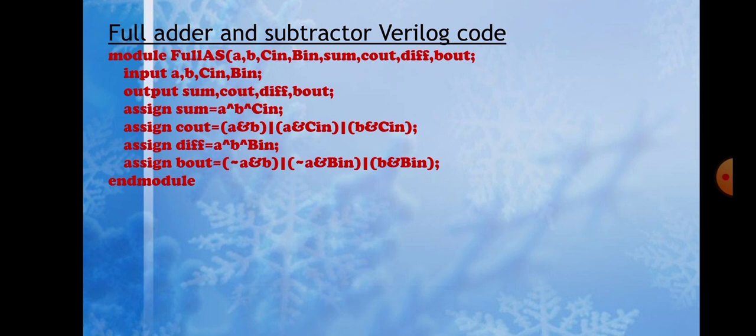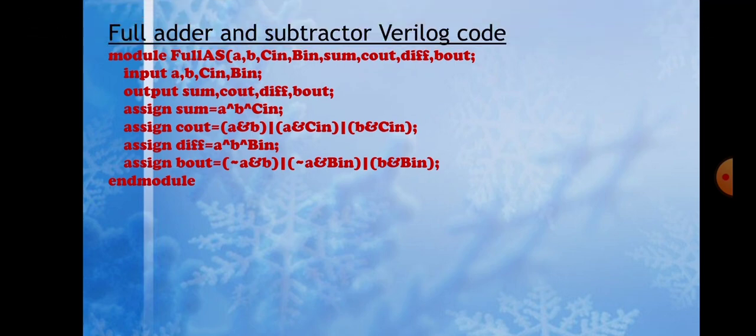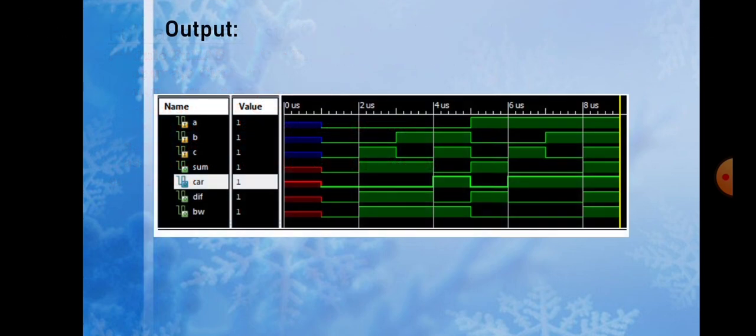You can see the keyword assign here. Assign sum equals A or B or C in. Assign C out equals A and B or A and C in or B and C in. Assign difference equals A or B in. Assign B out equals not A and B or not A and B in or B and B in. End module.